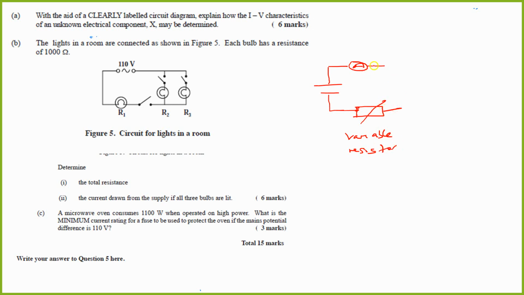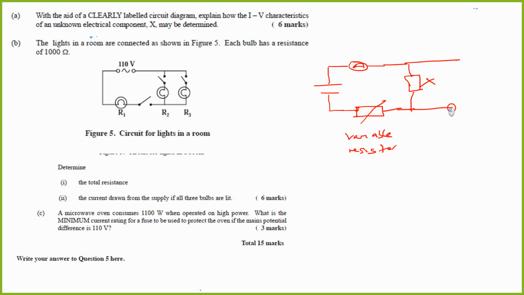And now this is where my unknown component comes into play. I don't know the component. I'm just going to give it a symbol. I shouldn't even give it a symbol, but let's just put an X beside it, because this can be problematic if I use this symbol, since it is the symbol for a resistor.